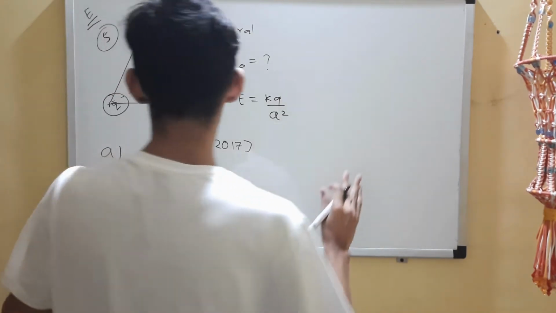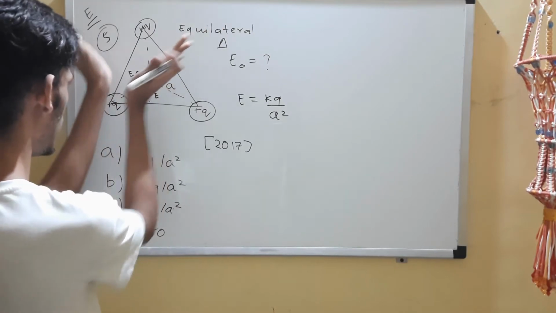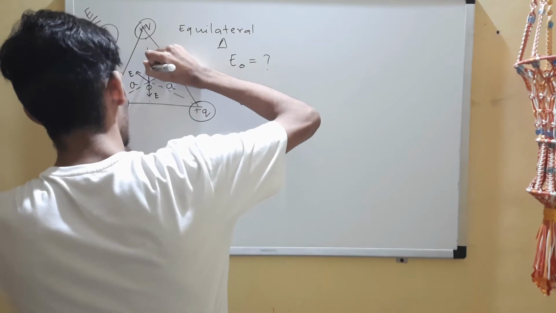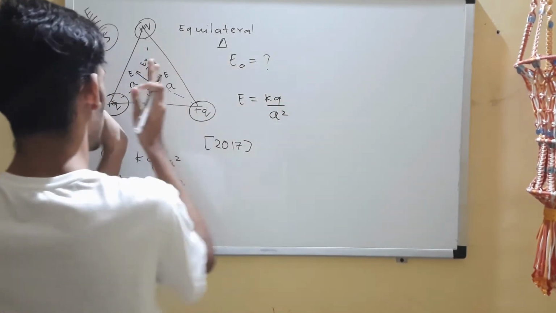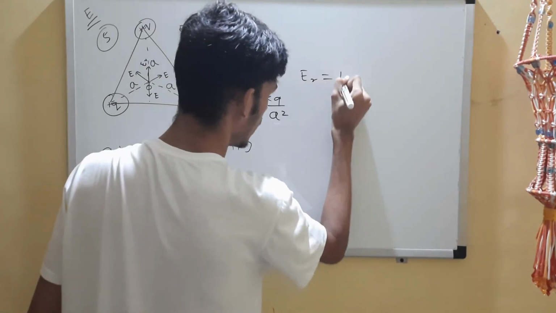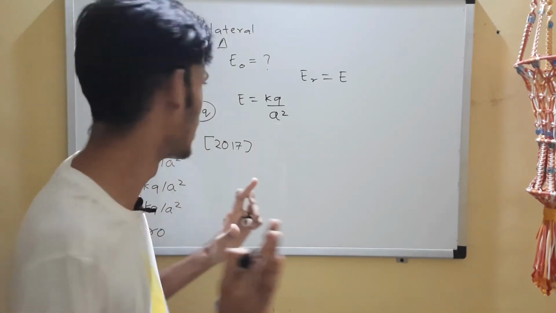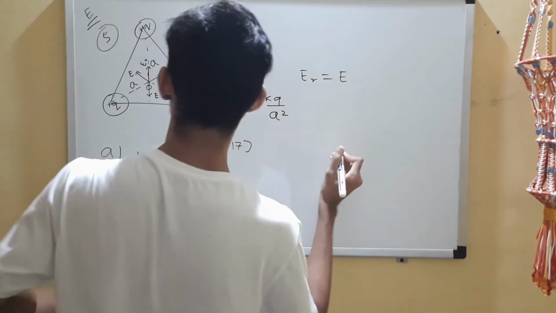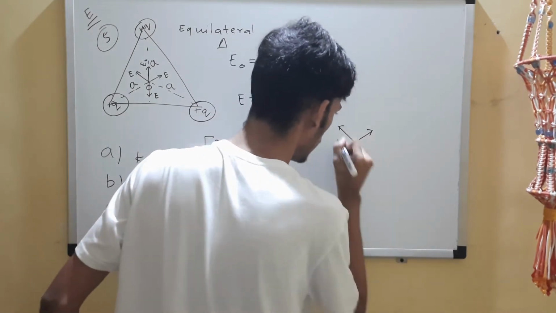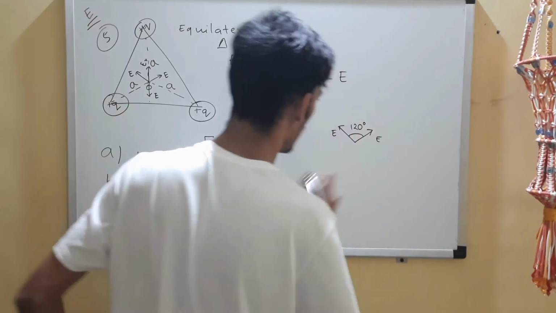Now you can feel that the resultant of these two fields, due to this charge and due to this charge, will be in this direction, along this line, and this resultant field ER will be equal to E, and this E and this E will get cancelled. You can actually go ahead and prove this. I'll tell you the angle between these two electric fields. The angle between these two electric fields is 120 degrees.